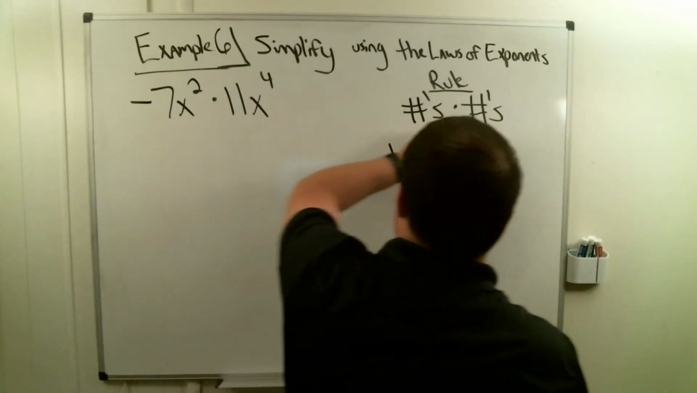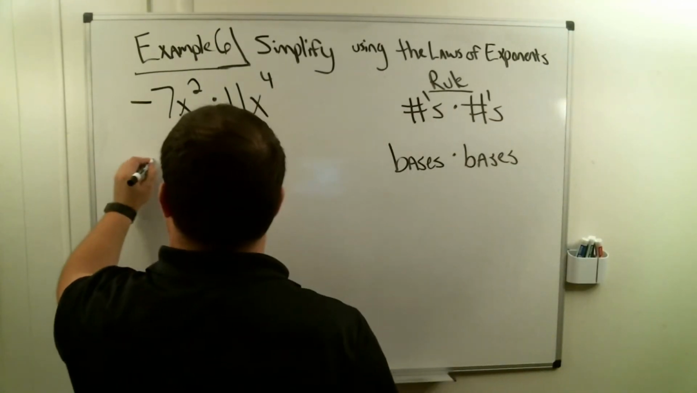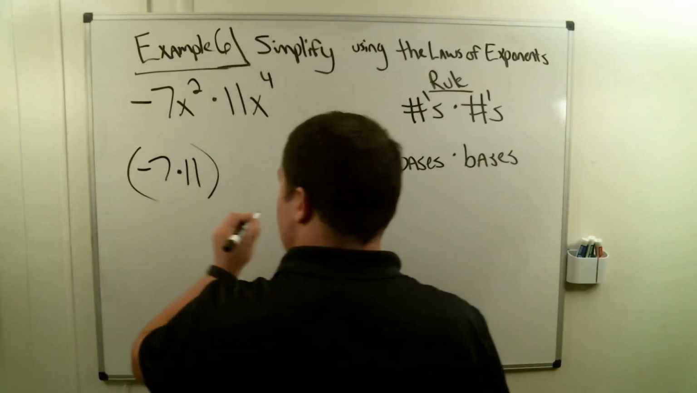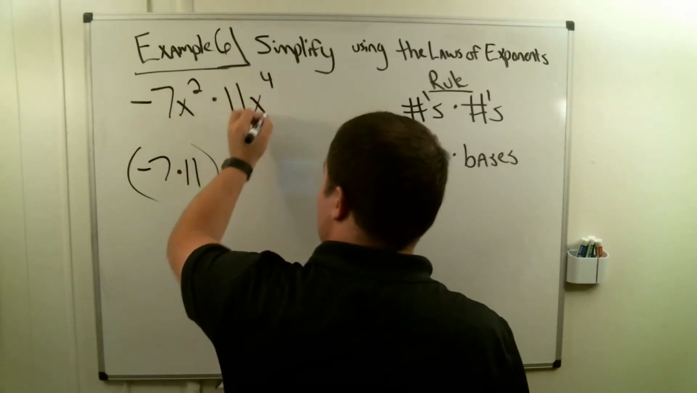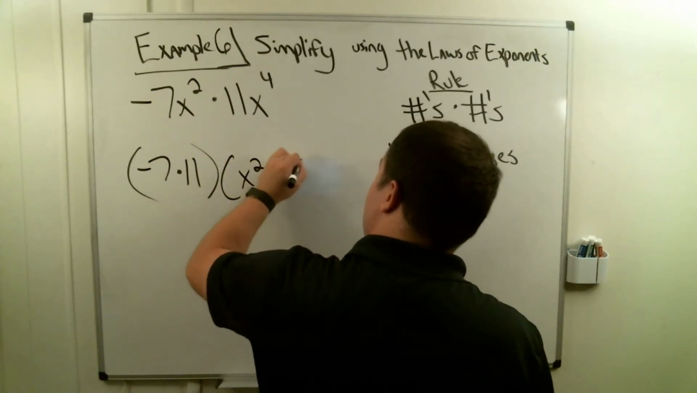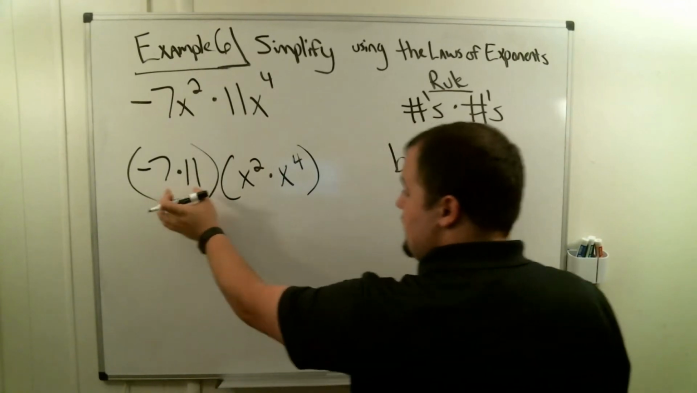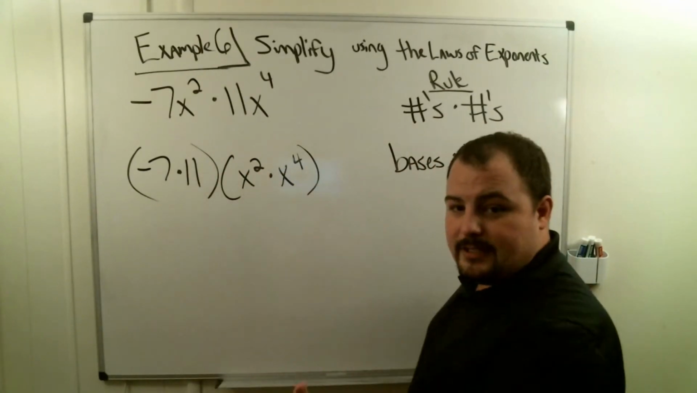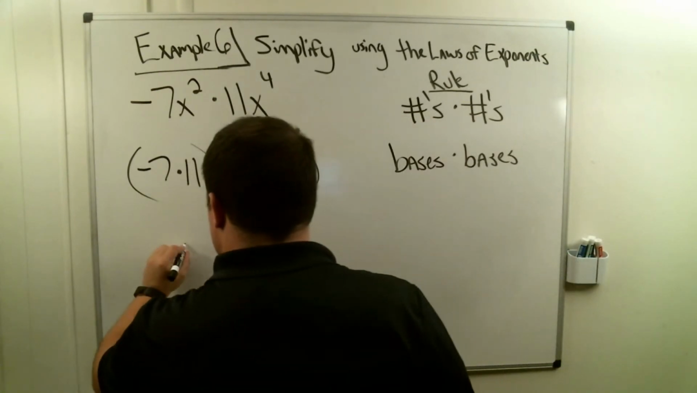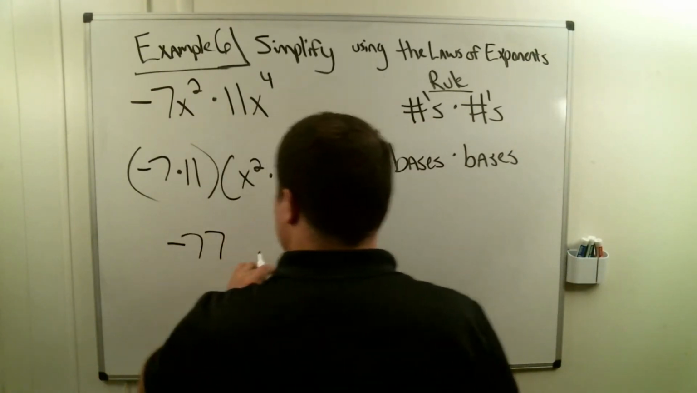So I'm going to do numbers times numbers first. So I have negative 7 times 11. Those are going to go together. I have x squared, and I'm going to multiply that by x to the fourth power. And again, this is going to be multiplied by that by the time we're done. Negative 7 times 11, that's negative 77.